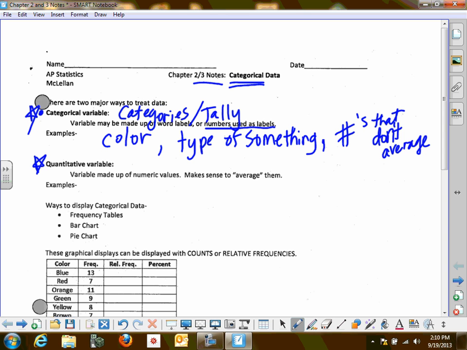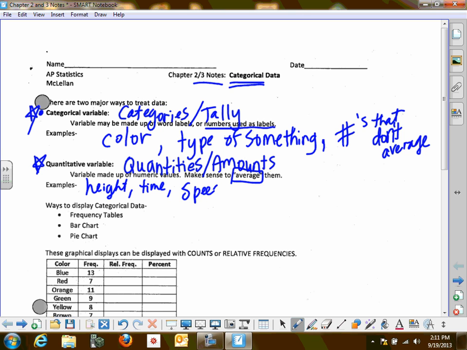Alright. Quantitative variables are obviously quantities that are amounts, and it does make sense to average them. For example, could we get an average height of our class? Could we get an average time to run a mile for the class? How about your average speed that you go?